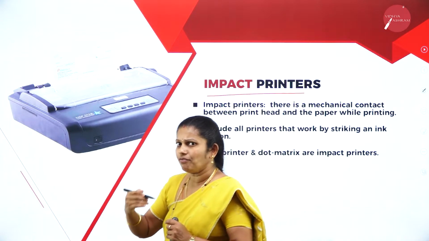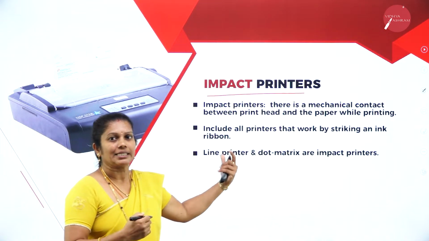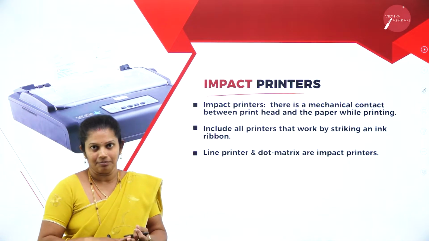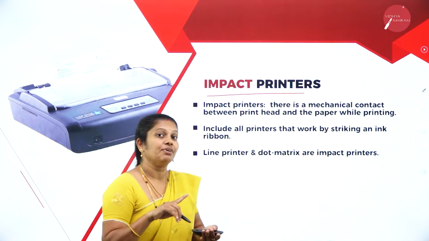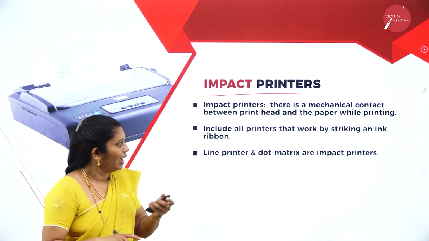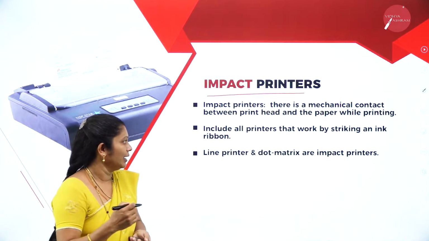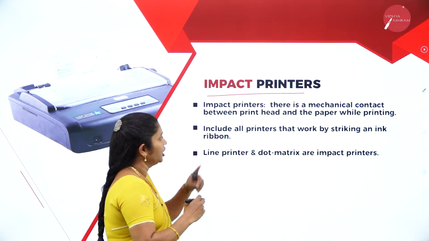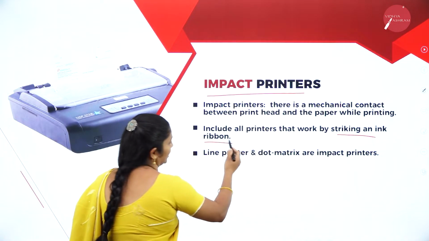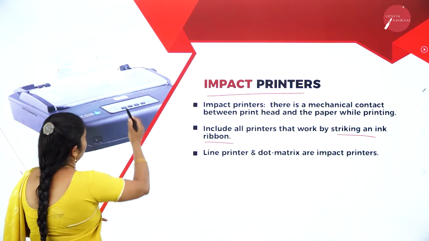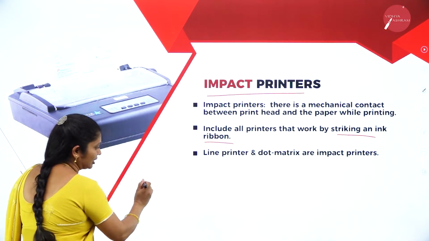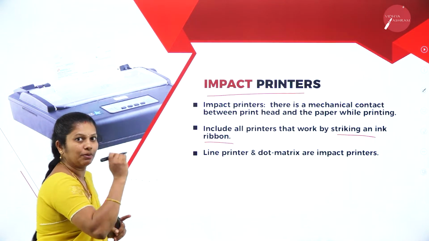You have to remember a minimum of 5 points on the characteristics of impact printer. One, you can remember the quality; the hammer-like mechanism, we have to apply force; different colors are not possible; different fonts are not possible; and the quality is also very low. It includes all printers that work by striking on an ink ribbon. Compulsorily, we have one sheet here. On that sheet, the hammer-like mechanism will be there, and by that each and every character will be displayed.